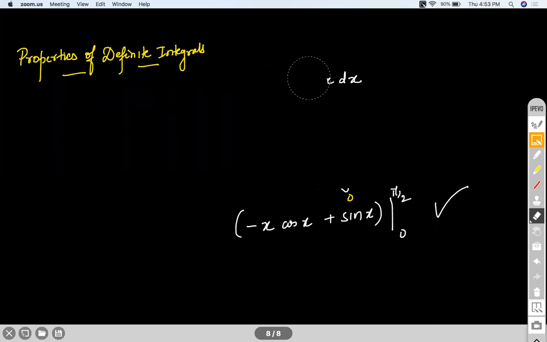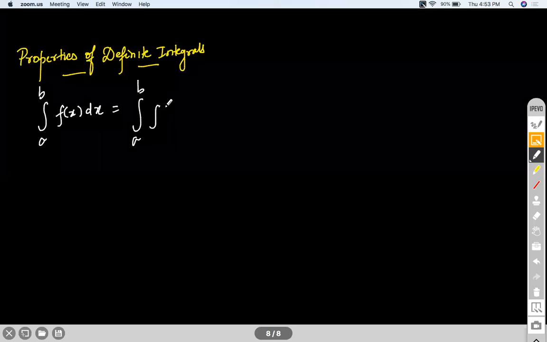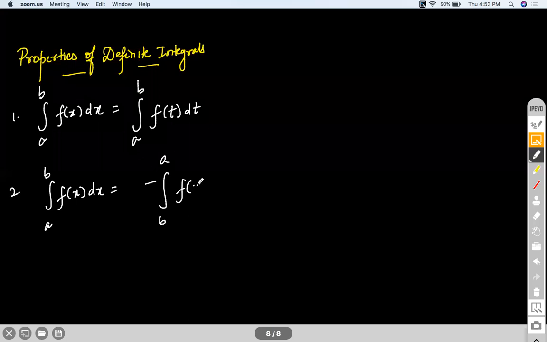So let me begin with the properties. The first property I've already discussed with you: there is nothing in the name. You can always change the name of the variable being used. So integral of f of x from a to b is the same as integral of f of t from a to b. Second, I've also discussed with you, if you change the position of the upper and the lower limit, it becomes the negative of the previous integral.